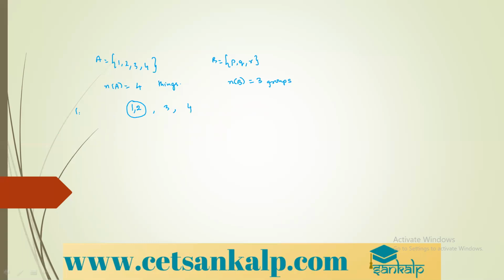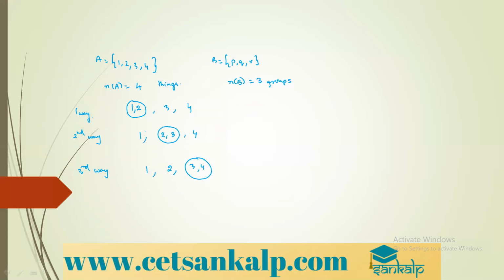One way, I'm telling you. The second way, I can take only 1 as one group, 2 and 3 as one group, and 4 as another group. Or the third way is I can keep 1 in one group, 2 in one group, and 3 and 4 in another group.